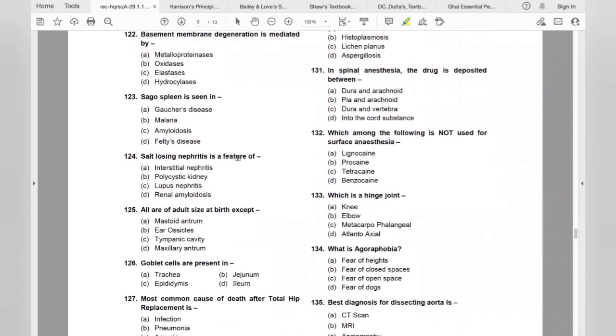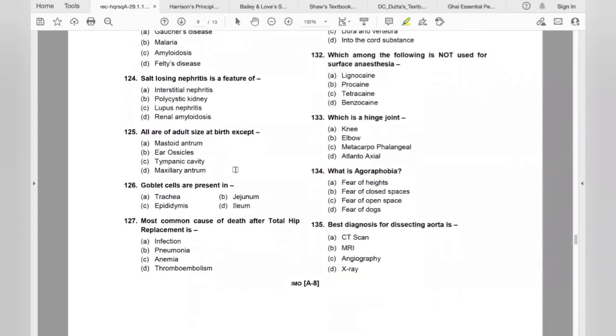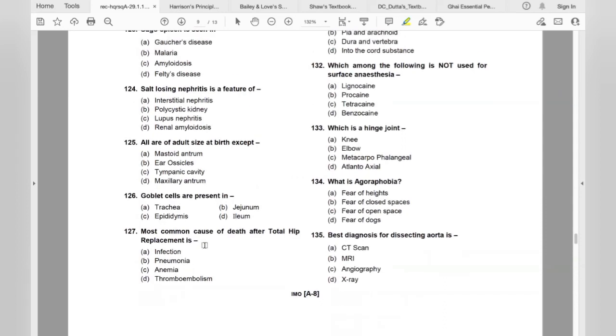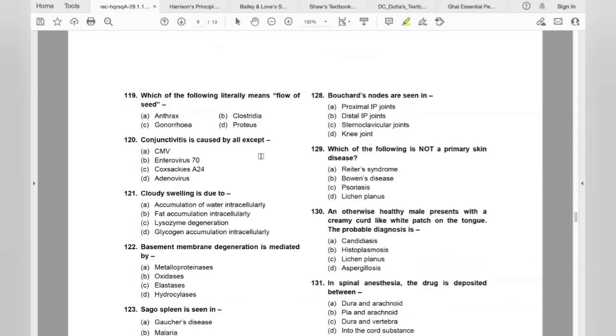Salt-losing nephritis is a feature of interstitial nephritis. All are of adult size at birth except maxillary antrum. Goblet cells are present in trachea. Most common cause of death after total hip replacement is thromboembolism. Bouchard nodes are seen in proximal interphalangeal joints.